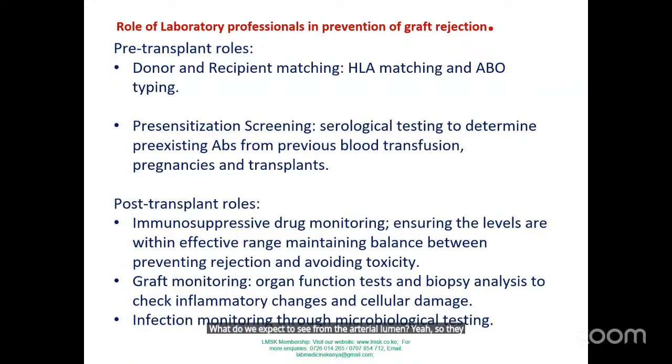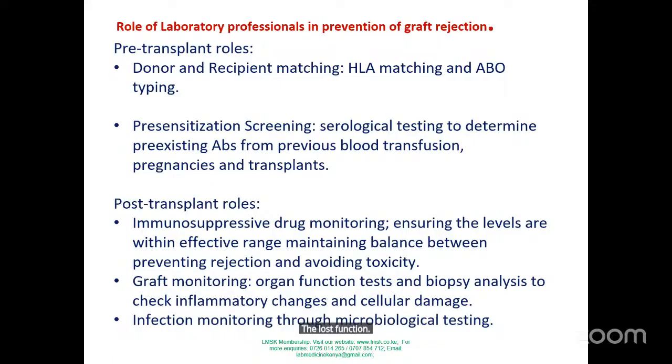So they can follow up with the biopsy. That is if we query rejection. So you want to see the extent of the damage, that is the inflammatory and the cellular damage. So biopsy is done to check on the inflammatory changes and the cellular damage. And then the organ function test, to see if the new organ, if it is kidney, is picking up and restoring the lost function.